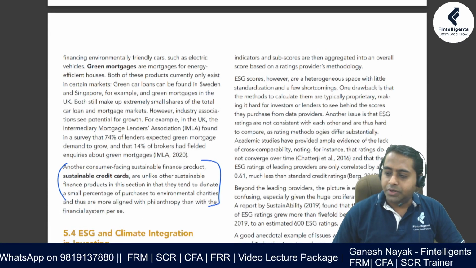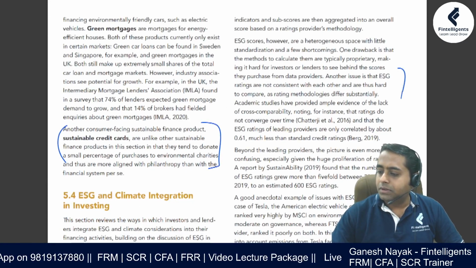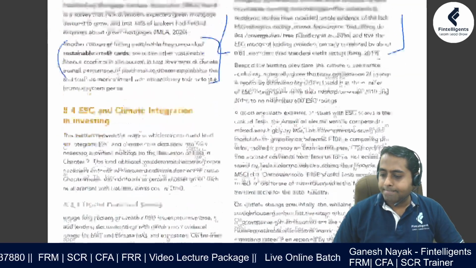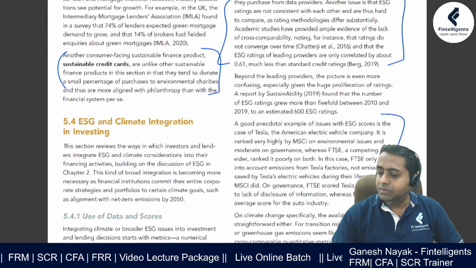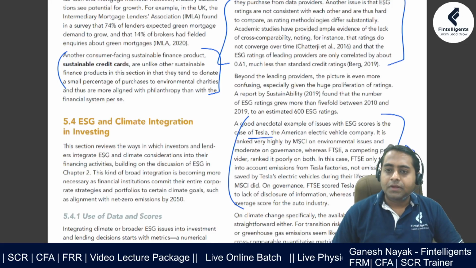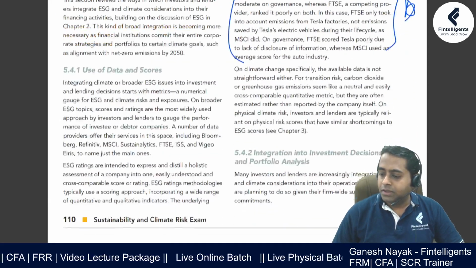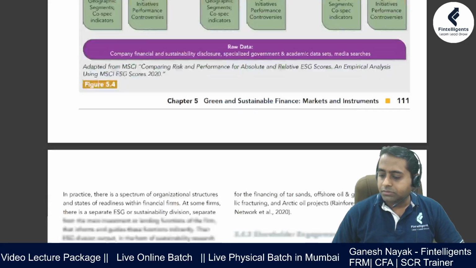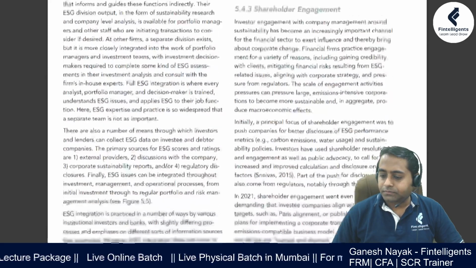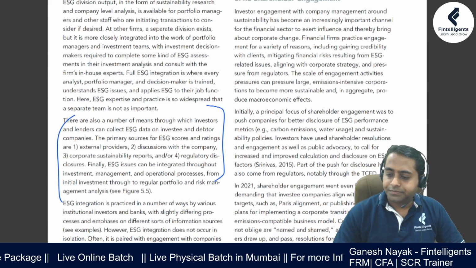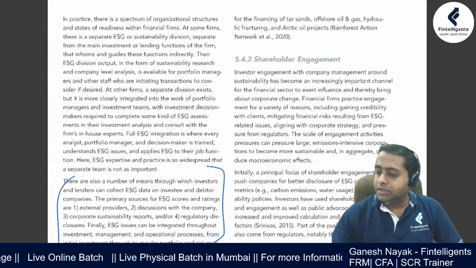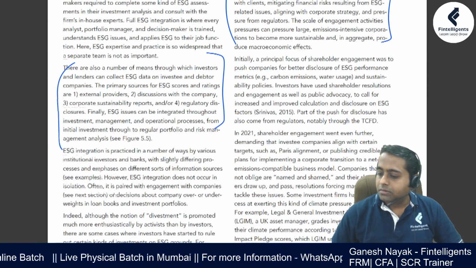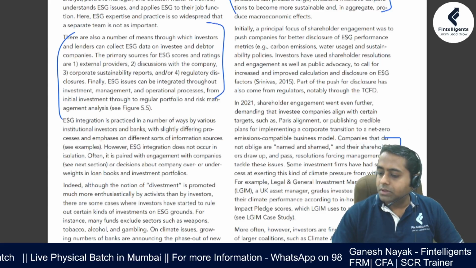Sustainable credit card, you should read this part. This is also important. This case study of Tesla, important. Integration into the investment decision and portfolio management. It's okay. This section. And then the shareholder engagement, marked as star, important. This part is also important.